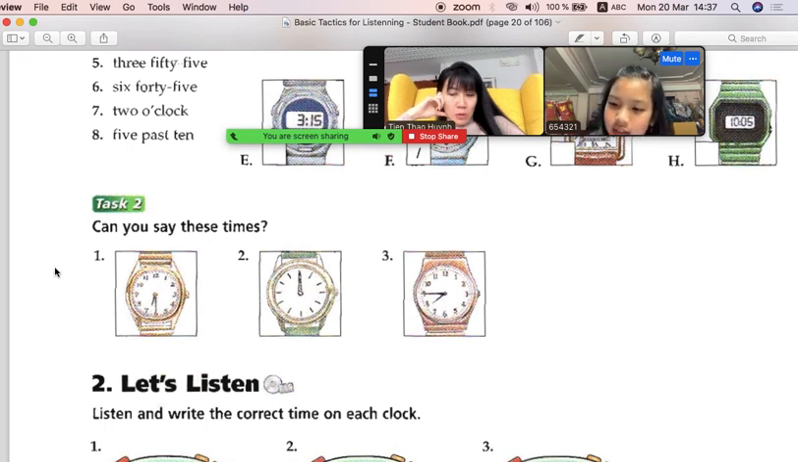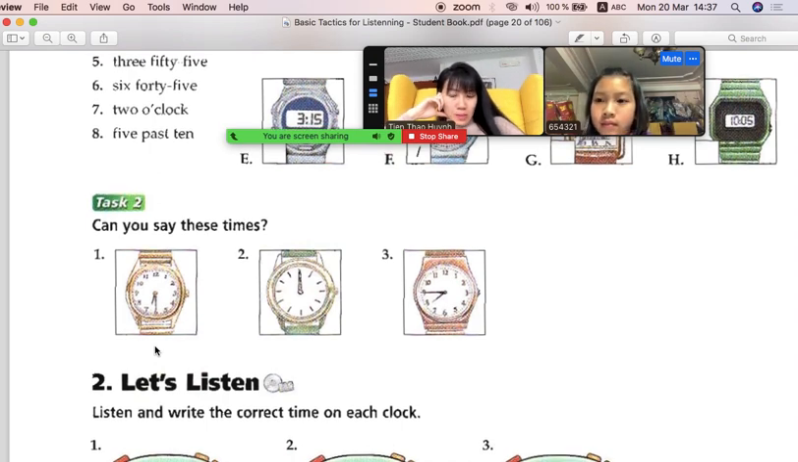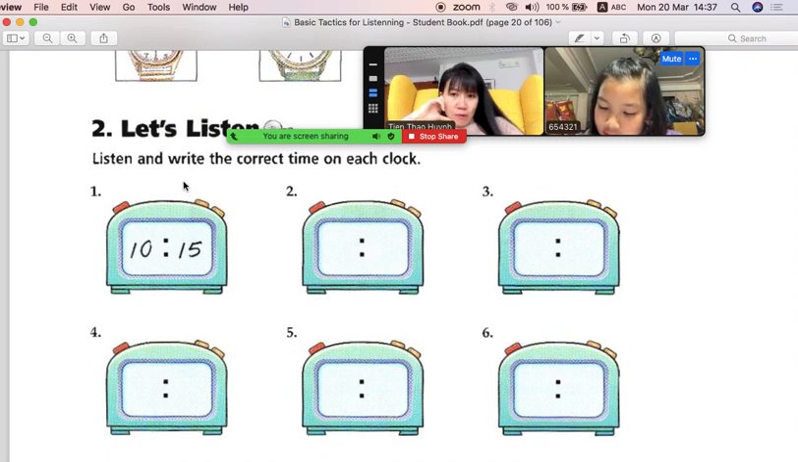Okay. So this one, can you say the time? Number 1 is 6:30. 6:30, correct. And how about number 2? Number 2, 12 o'clock. How about number 3? Quarter to 8. A quarter to 8, correct. Okay, so now let's listen and write the correct time on each clock.